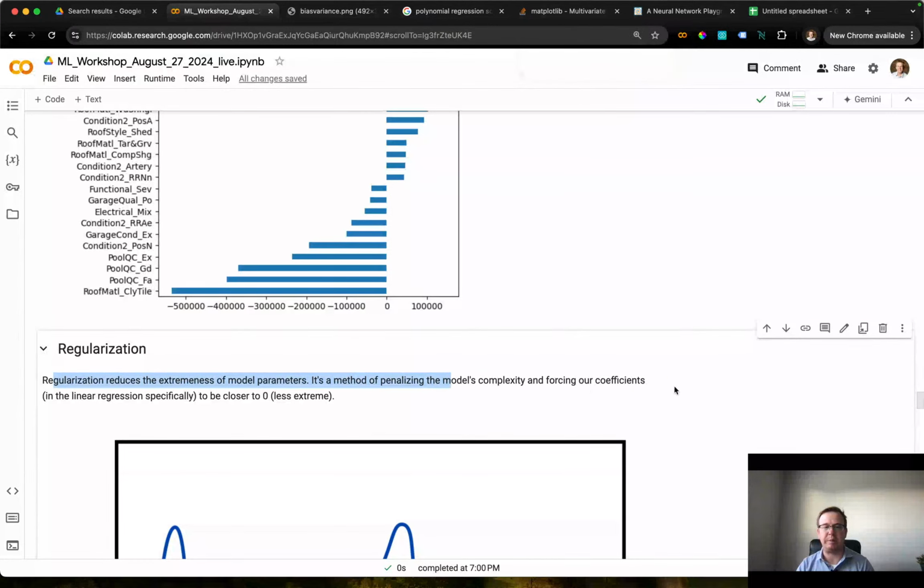Regularization reduces the extremeness of model parameters. It's a method of penalizing the model's complexity and forcing our coefficients, in the linear regression specifically, to be closer to zero, to be less extreme.